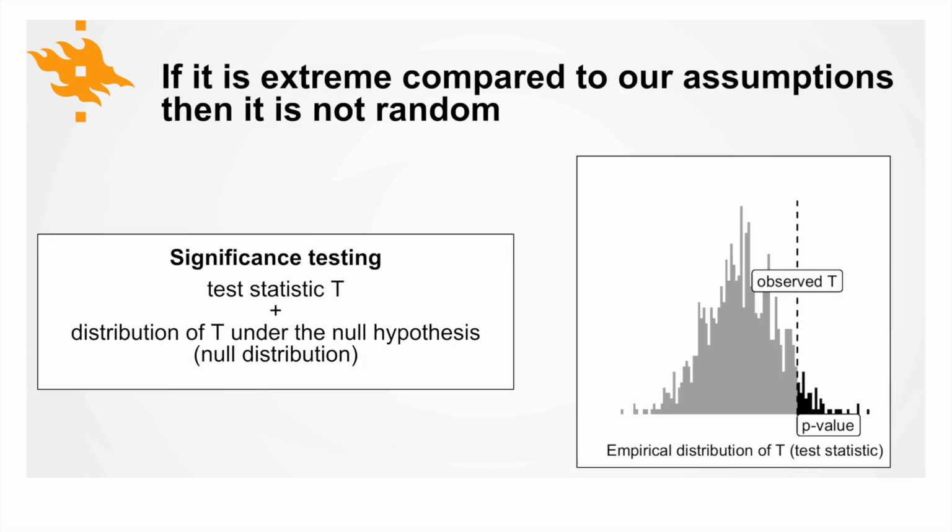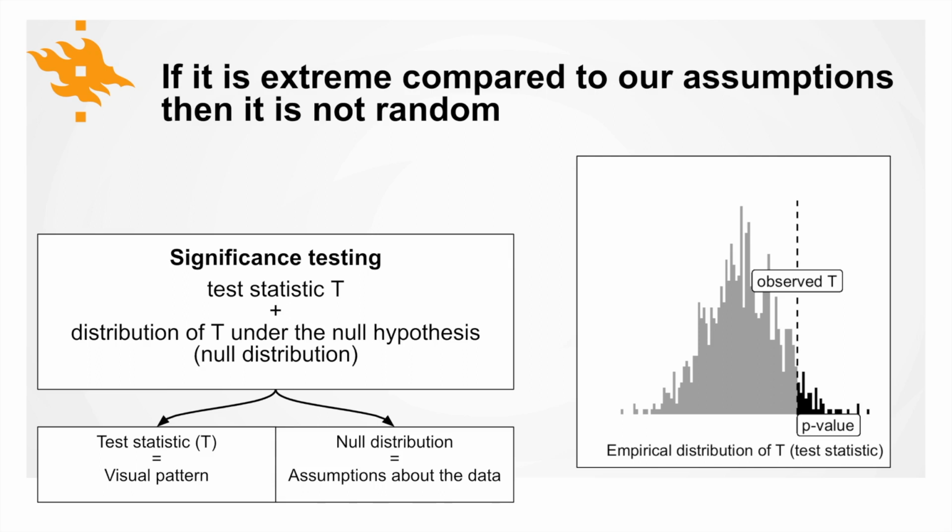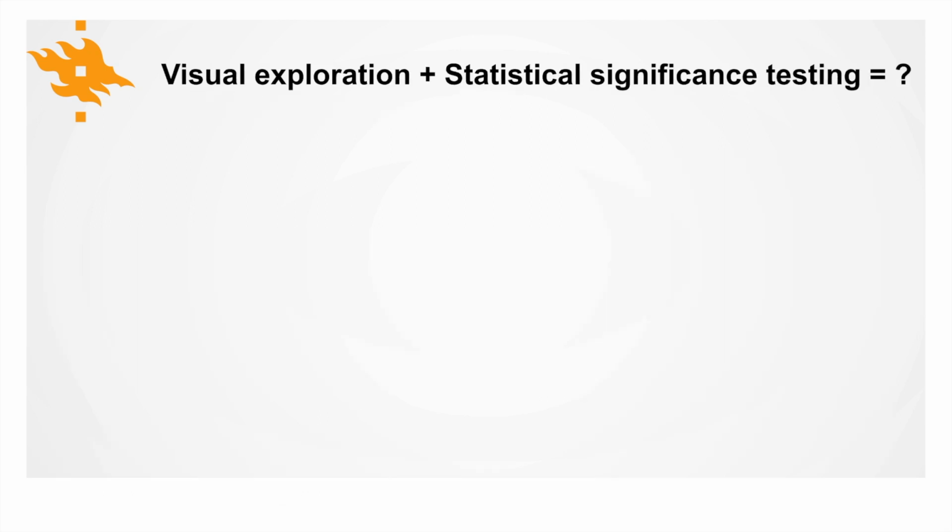If a pattern is extreme compared to our assumptions, then it is not random. In significance testing, we use a test statistic t and its distribution under the null hypothesis. For us, the visual pattern corresponds to the test statistic, and the null distribution encodes our assumptions about the data. Combining visual exploration with significance testing is not straightforward.